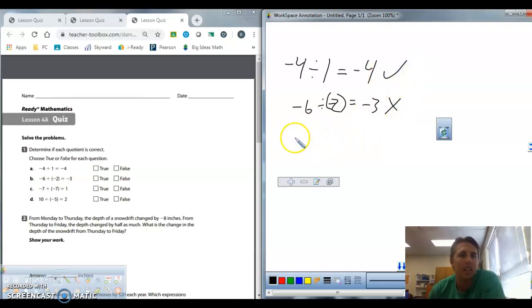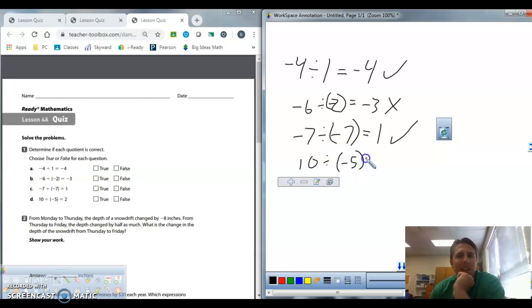Okay? Letter C, negative 7 divided by negative 7. Anything divided by itself gets you 1. Okay? A negative divided by a negative gets you a positive. So this either way would be positive 1. That's true. Okay? And last one, 10 divided by negative 5. Okay? A positive divided by a negative should get you negative 2. They say it gives you positive 2, so that would be wrong.